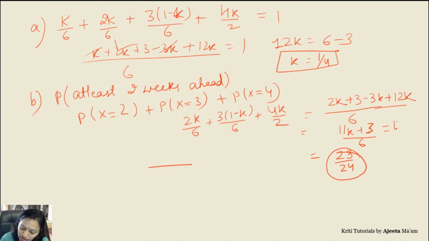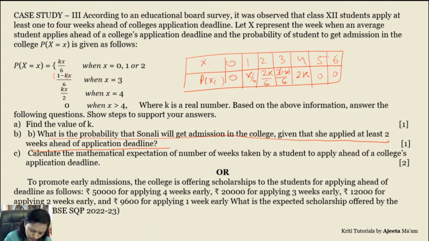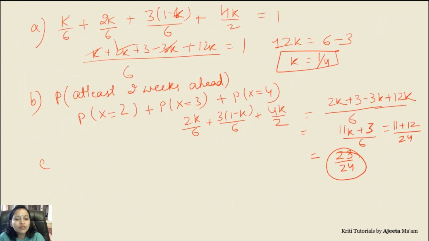So I can do it one step more. 23/24. Correct? Now for the last part, what do we get? Calculate the mathematical expectation of the number of weeks taken by the student to apply ahead of the college deadline. So we have to simply calculate the expected value. We have to add all the cases.